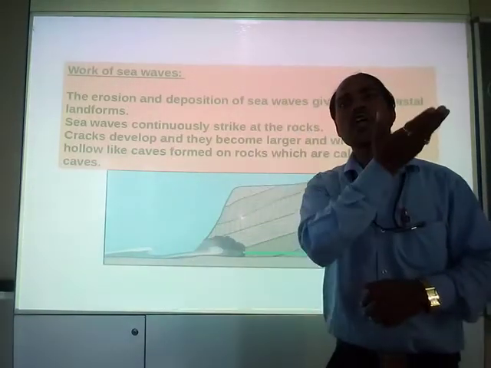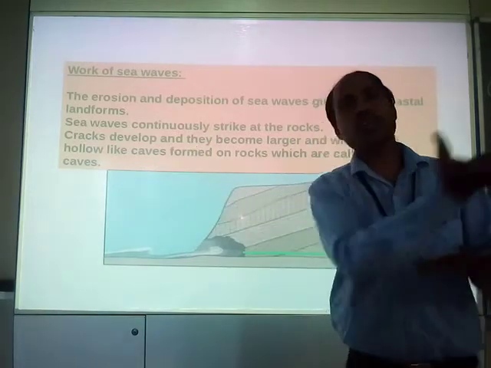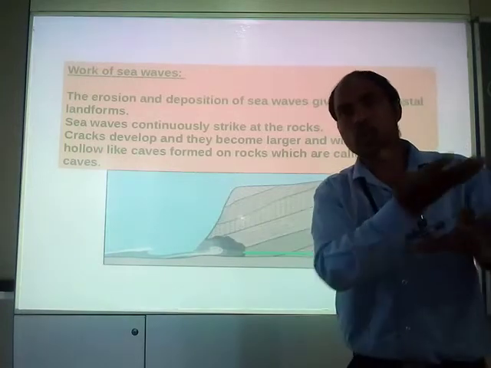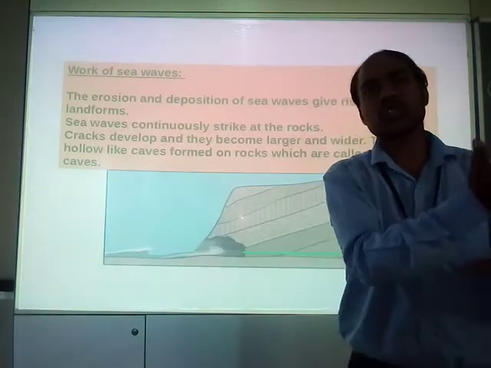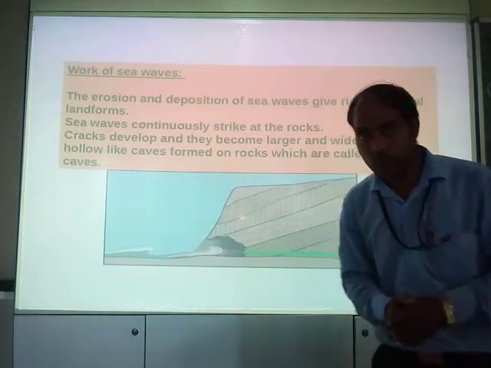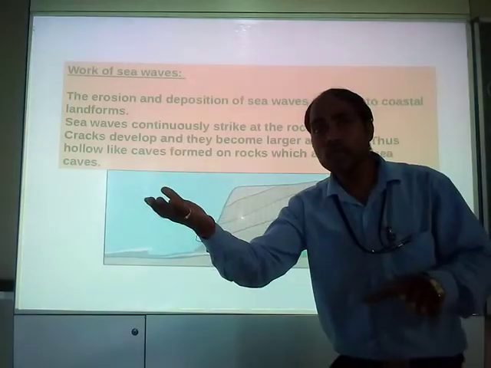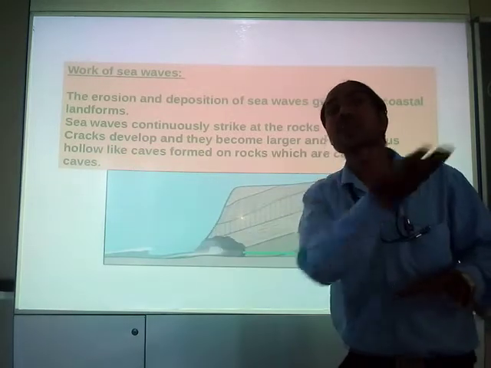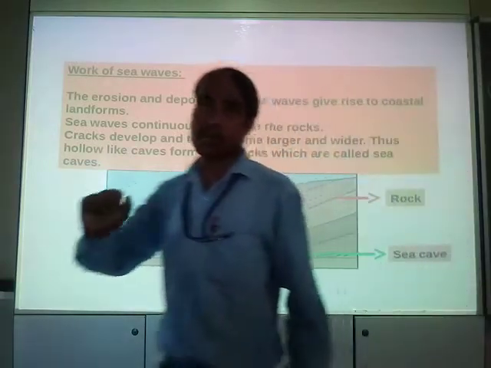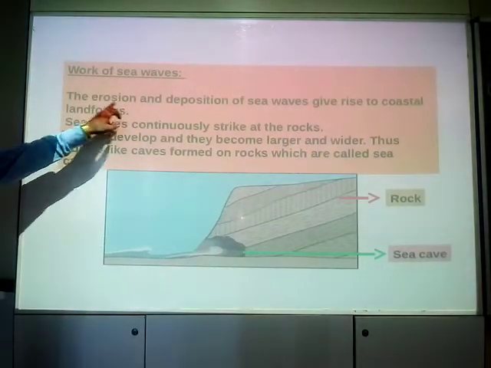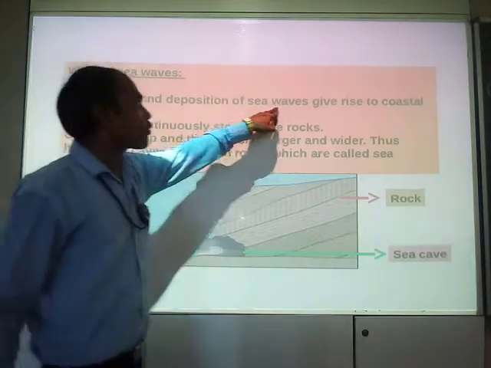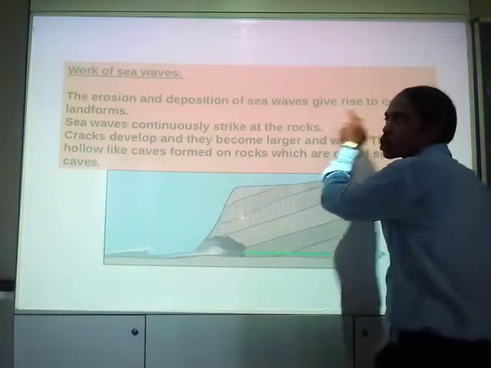Erosion means wearing away of landscape, taking away of soil, taking away the crust part of the earth. Wearing away of landscape is known as erosion. Let's see what it does. These two processes, erosion and deposition, of sea waves give rise to coastal landforms.